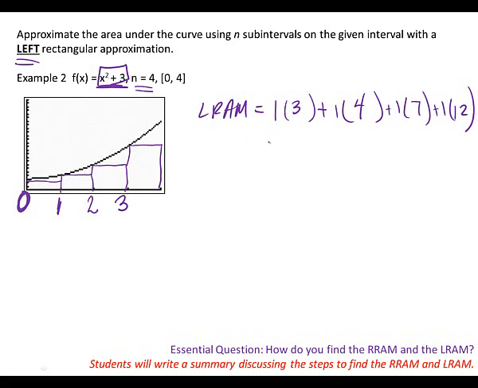So again, I'm not going to worry about writing that out. I need to basically add 3 plus 4 plus 7 plus 12, and what do we get? 26, I think. All right, we good? I told you it was pretty easy today. All right, let's look at the next one.